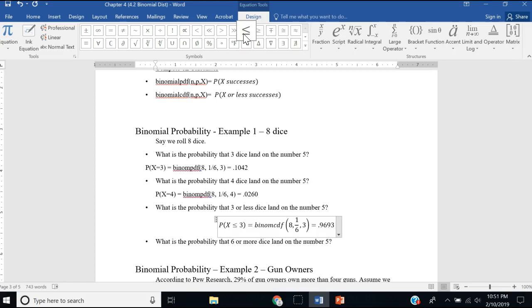So notice what this is telling us. This is telling us that if we roll 8 dice, having 3 or less dice land on the number 5 is extremely likely, right? And that makes sense to us. If you roll 8 dice, having a lot of them the same number, let alone the number 5, is going to be very improbable.